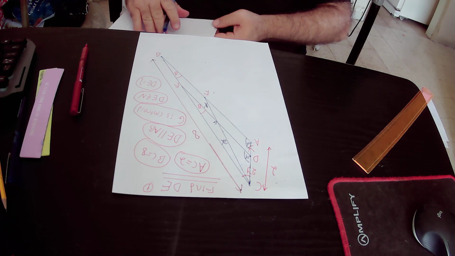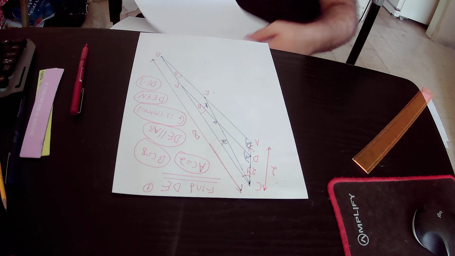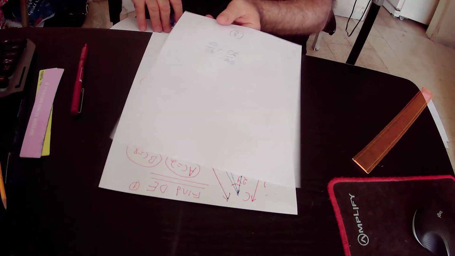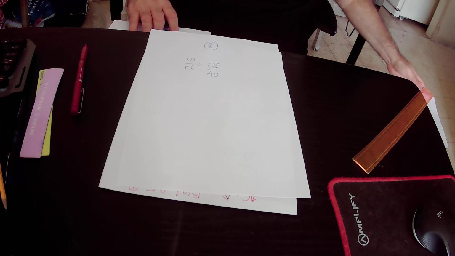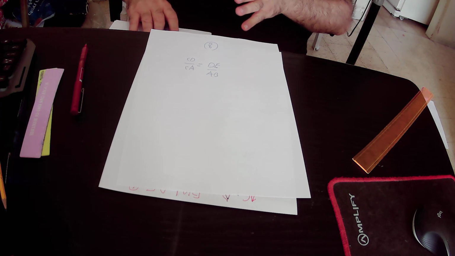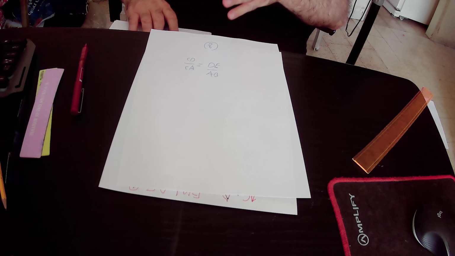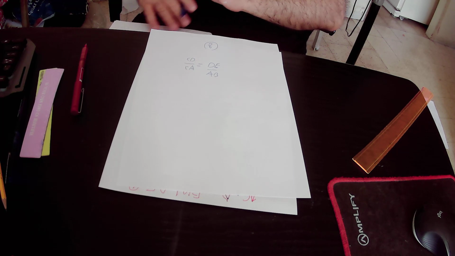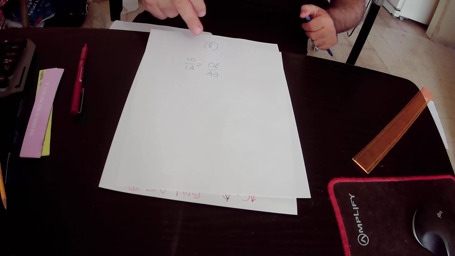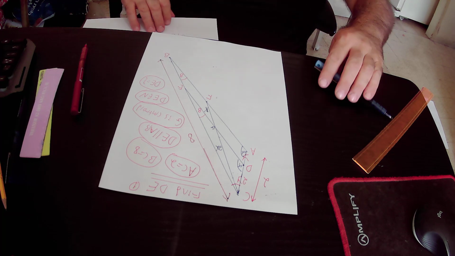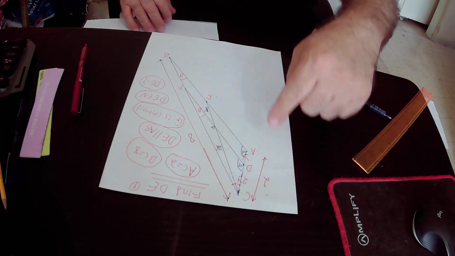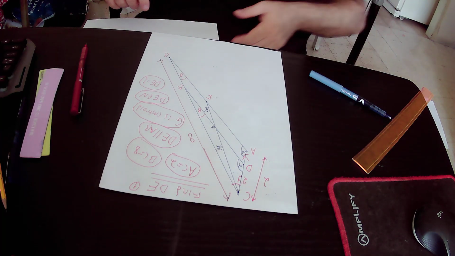So I will repeat again. Because triangle ABC is similar to triangle CDE, the following relationship exists between the sides of the two similar triangles. CD over CA equals DE over AB. Okay? CD over CA equals DE over AB.